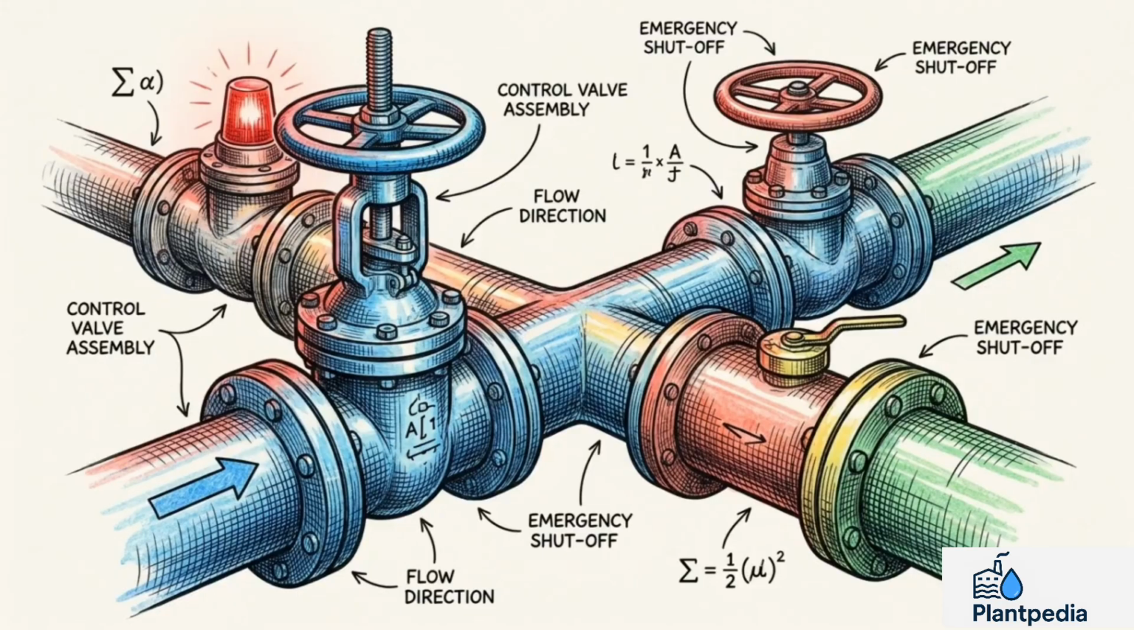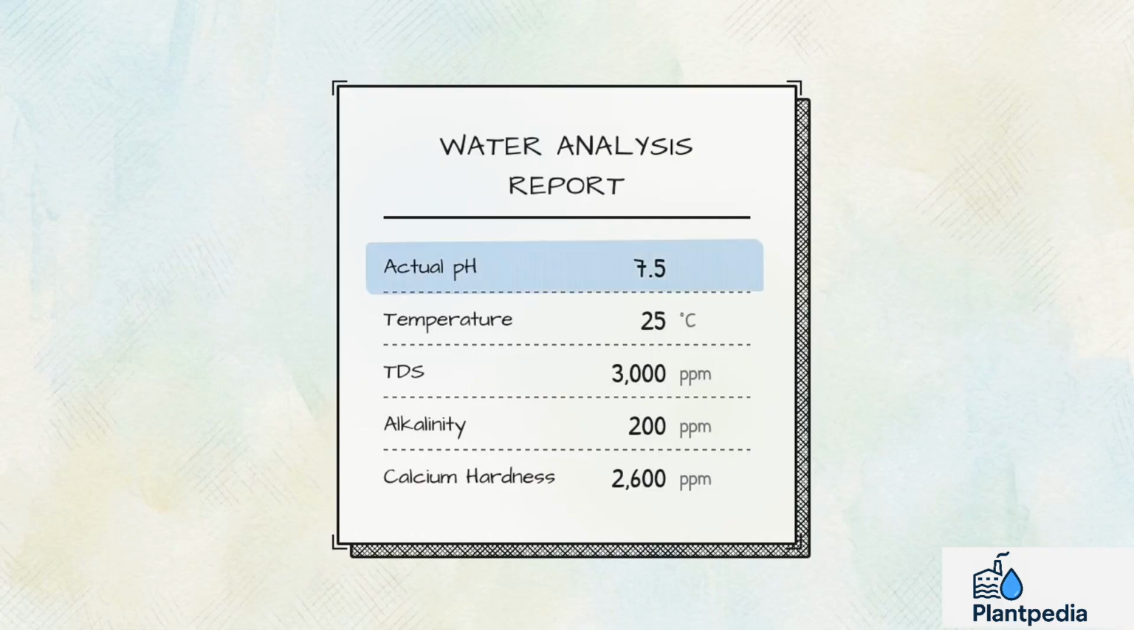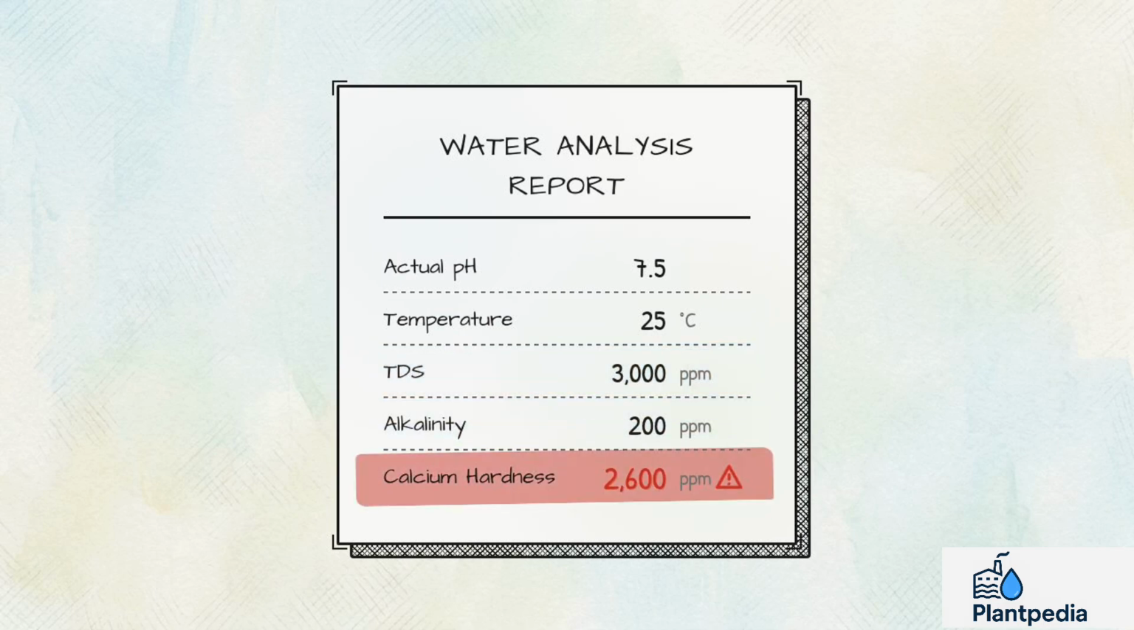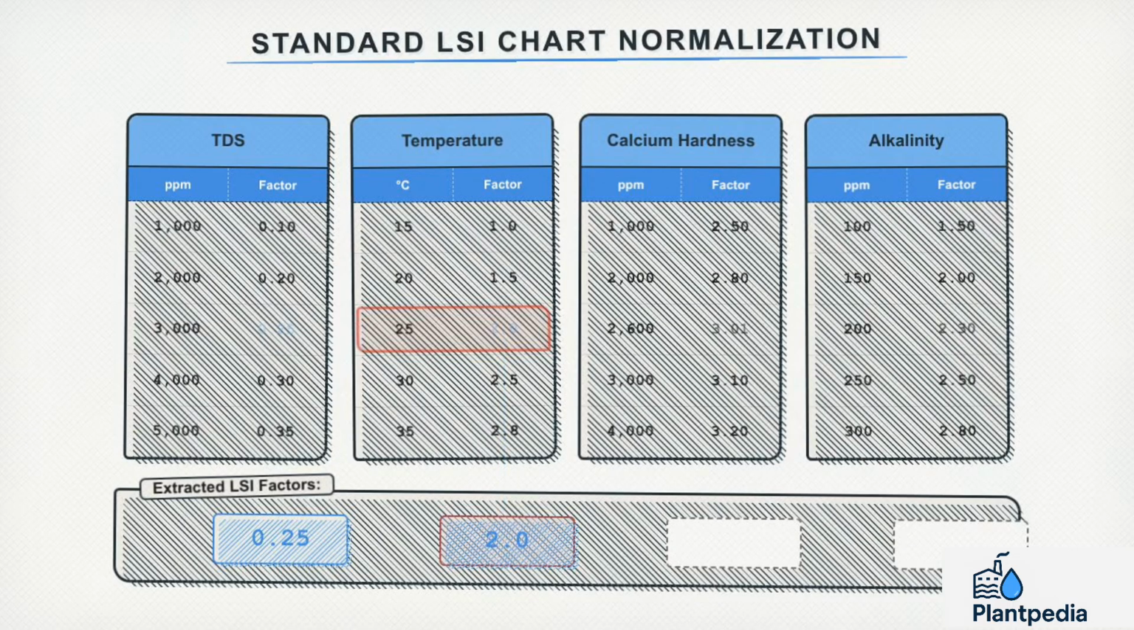Let's look at a real-world scenario. Imagine your plant experiences a massive hardness spike. Your lab report shows an actual pH of 7.5, a temperature of 25 degrees Celsius, TDS at 3,000 parts per million, alkalinity at 200, and calcium hardness spiking to 2,600. This chart shows the standard LSI factors for those variables.